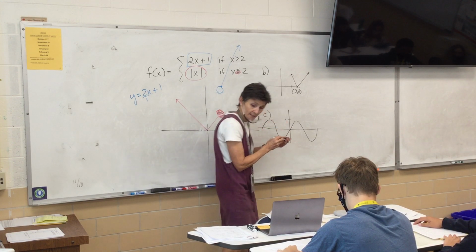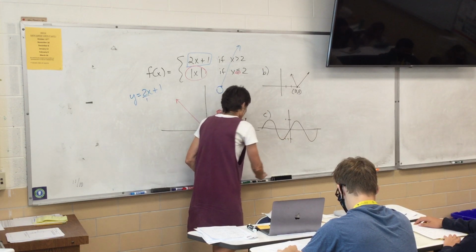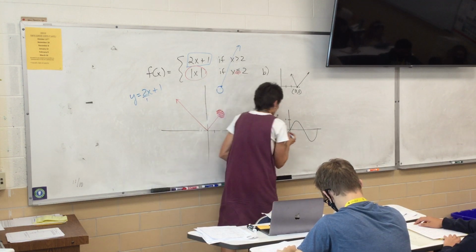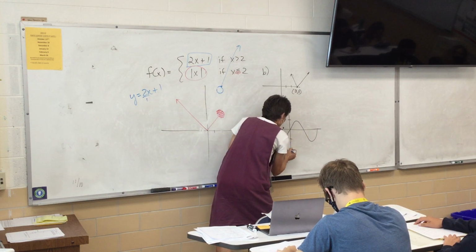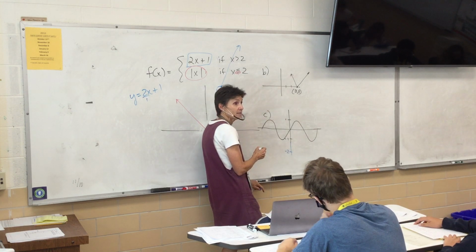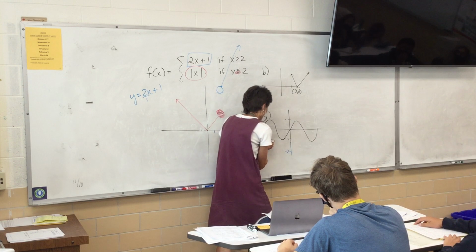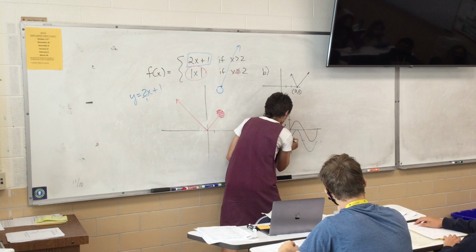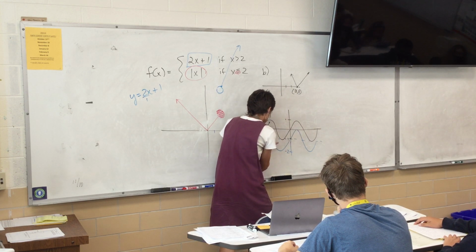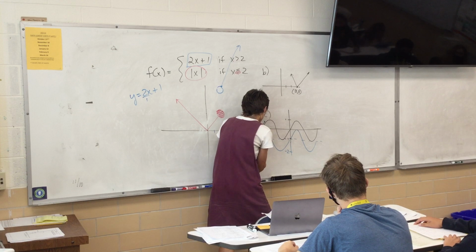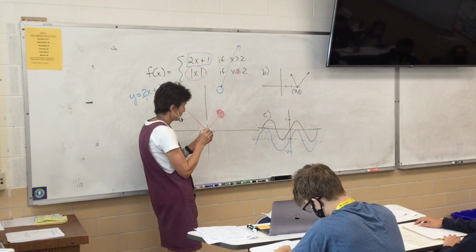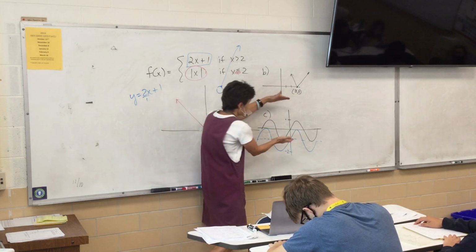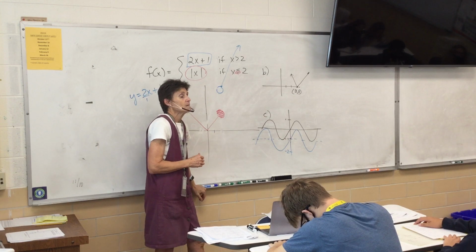So what happens when I take that picture and drop it down 1? Now it's going to bounce between 0 and -2. So now it looks like this. Oops. That's a hard one. That's a tricky one. It bounces between 0 and -2 because you dropped everything down 1.